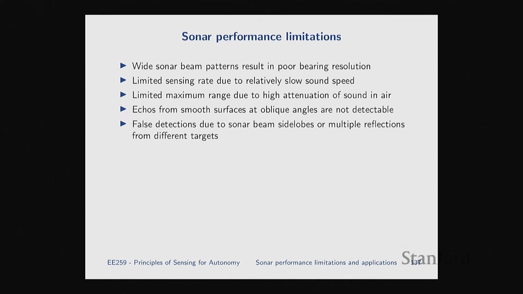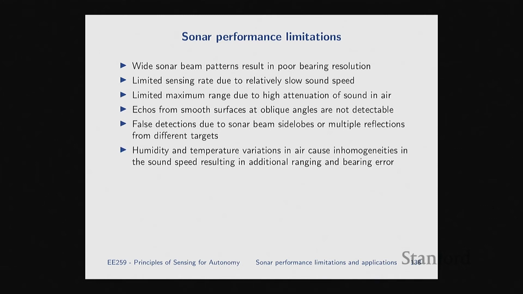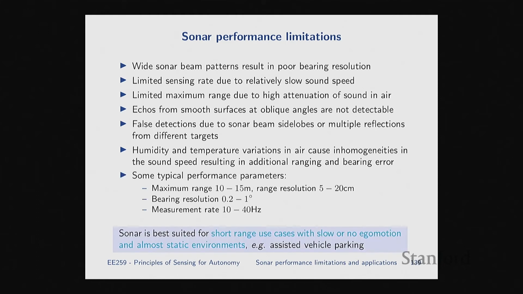You can have false detections because of large side lobes in your beam pattern or other non-idealities in your signals. Just to make matters more complicated, humidity and temperature variations in air cause changes in the speed of sound. In every calculation that we did for ranging and bearing angle estimation, the speed of sound goes into those equations, and you always assume some constant for it. And if that constant doesn't match the physical speed of sound, that's an additional source of error.